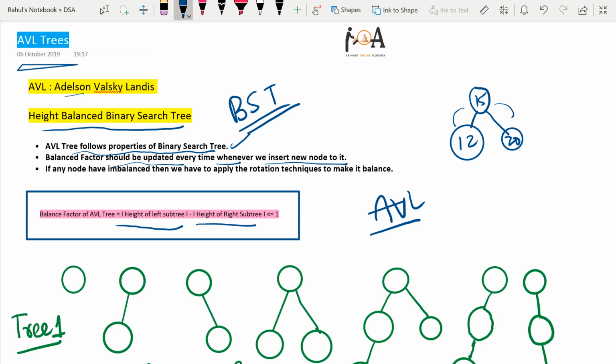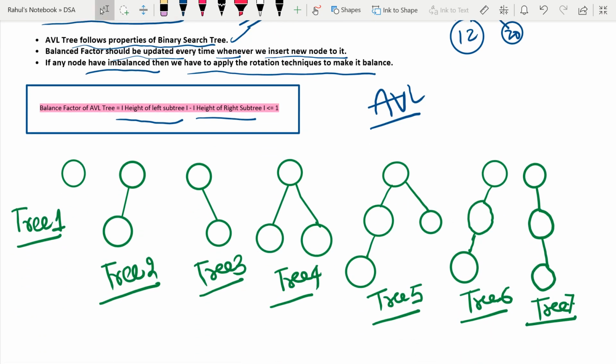Now the next point is, if any node has an imbalance, then we have to apply a rotation technique to make it balanced. Let's discuss this with examples. Here you can see tree 1. Whether it is an AVL tree or not, just apply the balance factor. The height of the left subtree is 0, and the height of the right subtree is also 0, because no node is on the left side as well as on the right side. That is why the balance factor of this node is 0 minus 0, that is 0. So the balance factor of this tree is 0, which is less than 1, so you can say that it is an AVL tree.